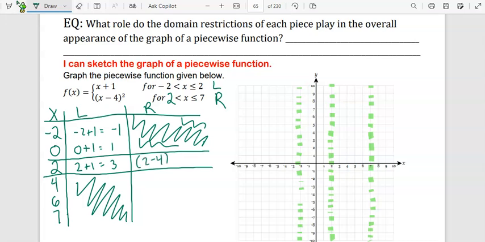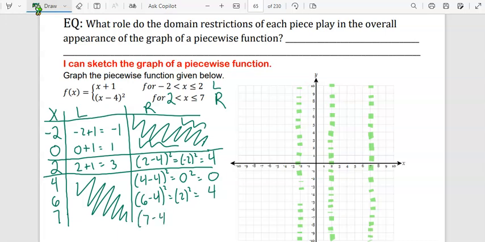2 minus 4 squared is equal to negative 2 squared, which is equal to 4. Alright, 4 minus 4 squared is equal to 0 squared, that is equal to 0. 6 minus 4 squared is 2 squared, that equals 4 again. And then our boundary, 7 minus 4 squared, is 3 squared, and that equals 9. From here, let's plot our points.